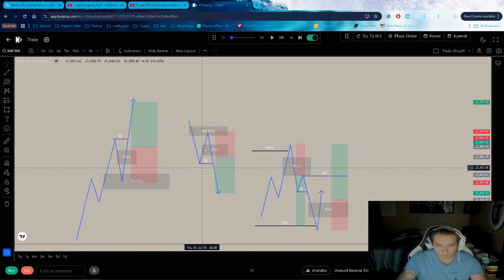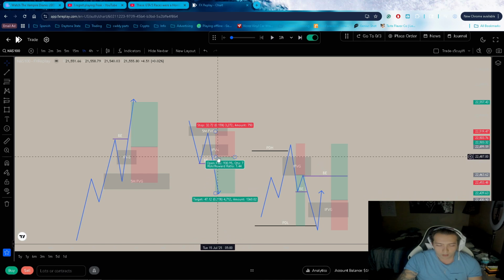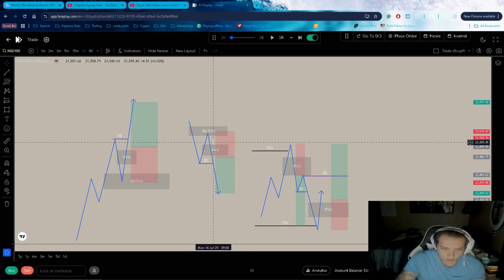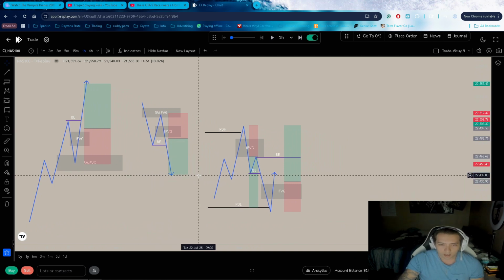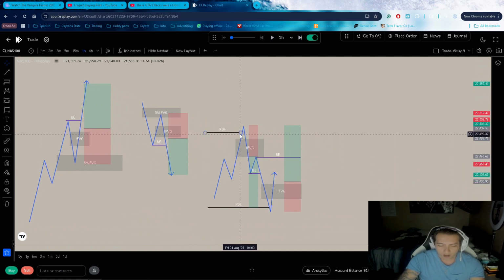Same thing for shorts. Price comes up, taps into this 5-minute bearish fair value gap. We get an inversion, stop loss at this high, break even at this intermediate low. For a liquidity example, price comes up to previous day highs.